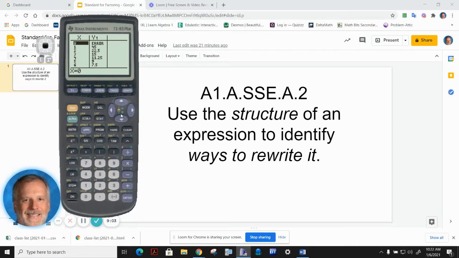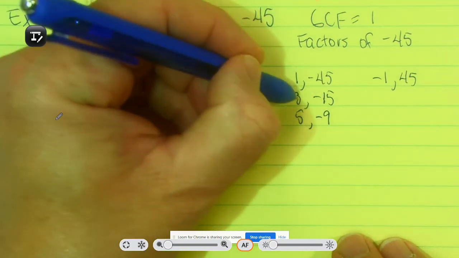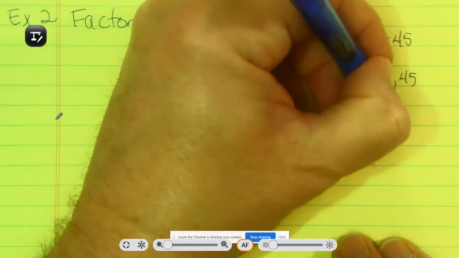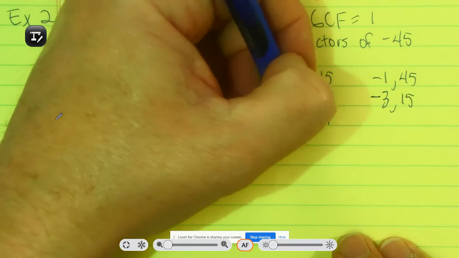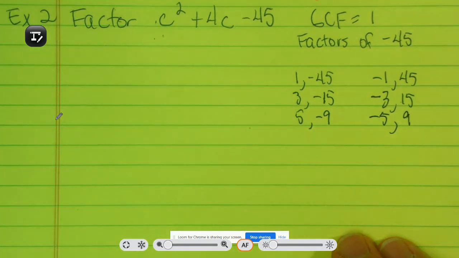Scroll on down again. It's only a factor if there are no decimals. Oh, there's 5 and 9. Cool. I want to write that down. And as I continue to scroll, I have all decimals, so I'll get up to 9. I already got that one with 5 and 9 here. Okay, so that's good to know. So my factors are 1 and negative 45, 3 and negative 15, 5 and negative 9. Or I can move the negative around and say, well, negative 3, positive 15, and negative 5, positive 9. Okay, so now I've written down all my factors.